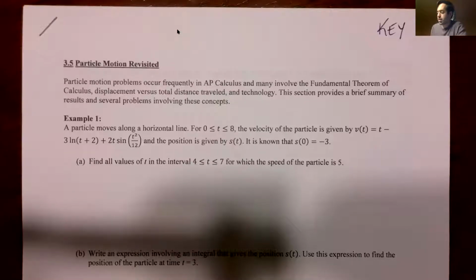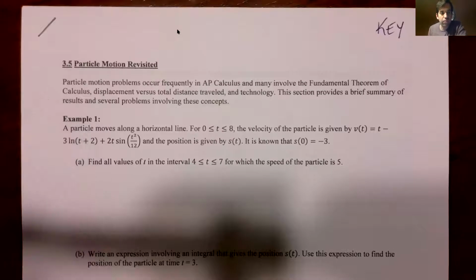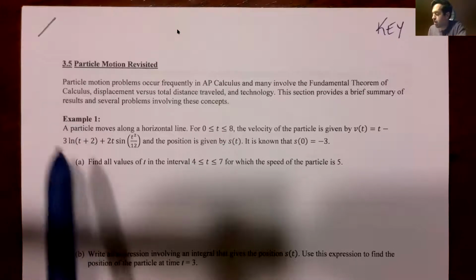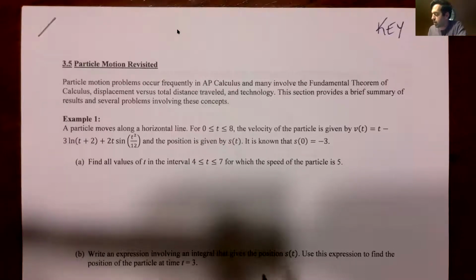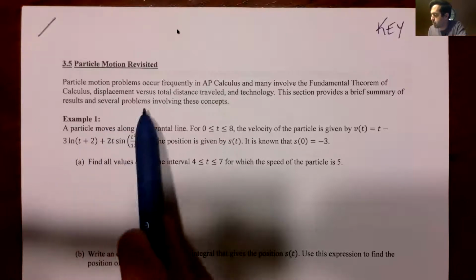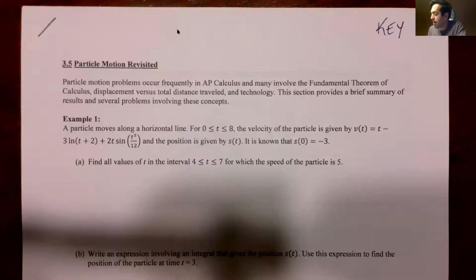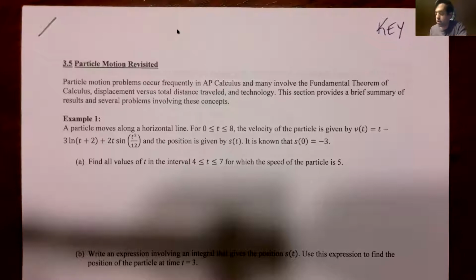All right, so here we have the notes. We're looking at lesson 3.5 again, particle motion revisited. Particle motion problems occur frequently in AP Calculus, and many involve the fundamental theorem of calculus, displacement versus total distance traveled, and technology. This section provides a brief summary of results and several problems involving these concepts. So let's take a look.